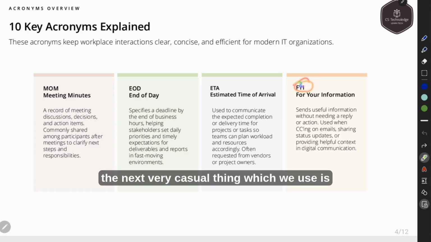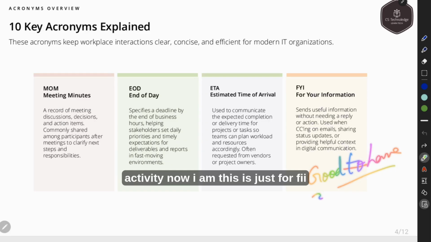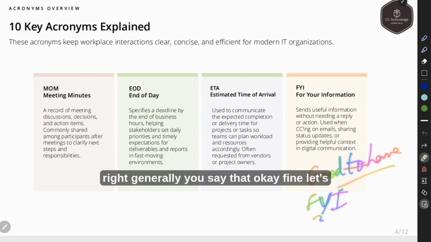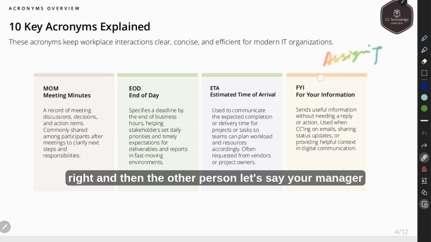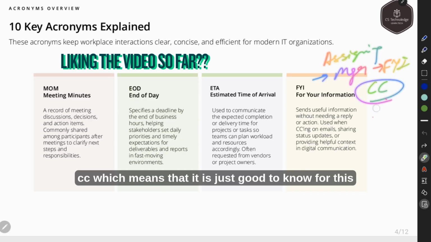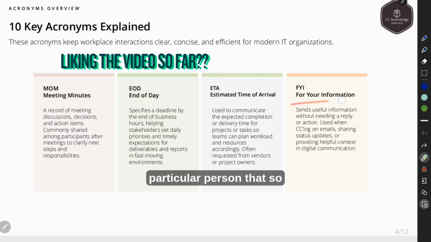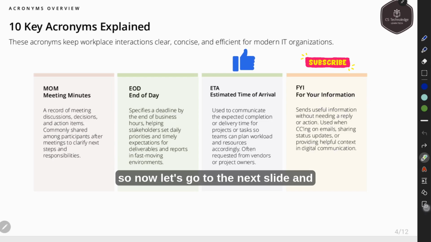The next very casual thing which we use is FYI, which stands for for your information. This is used whenever you need to give some information to a particular person, which is just good to have. It means, I am doing this activity now, this is just for FYI. For example, you are assigning a particular task to some person, and the other person, let's say your manager, is just FYI, maybe in CC, which means it is just good to know that so and so task or mail communication has happened. This is FYI. Now let's go to the next slide.